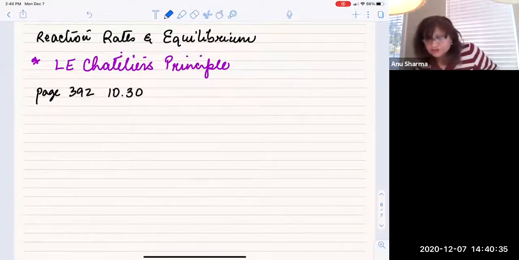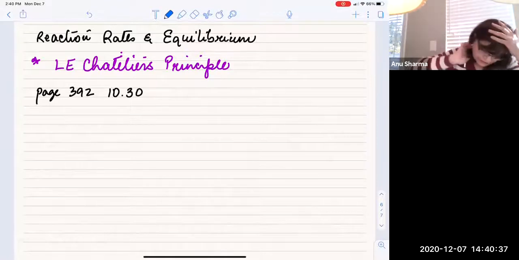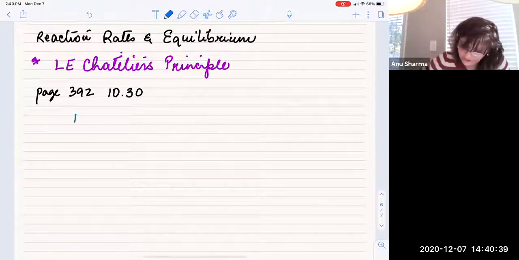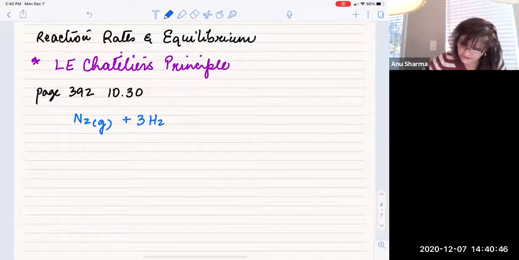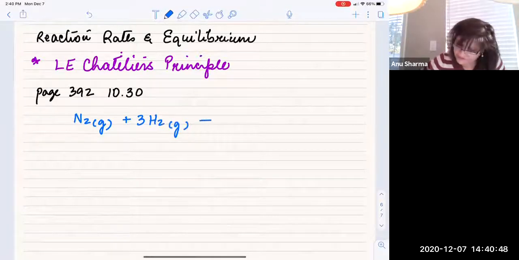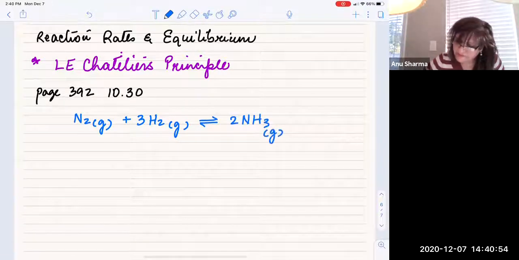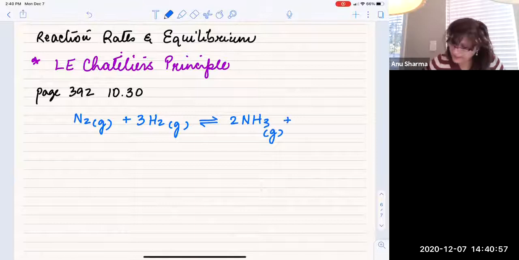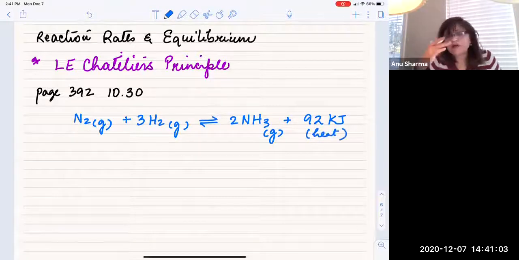Now we have this equation: nitrogen as a gas reacting with 3 moles of hydrogen as a gas, and this is at equilibrium. It's giving you 2 moles of NH3 as a gas and 92 kilojoules of heat. So first of all, what kind of reaction is this? Exothermic or endothermic?